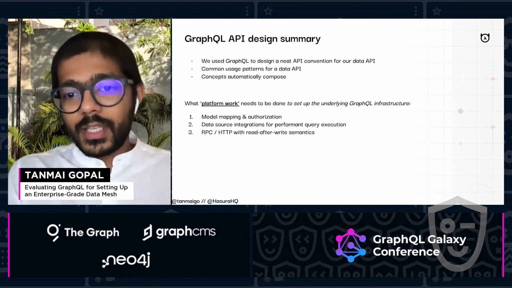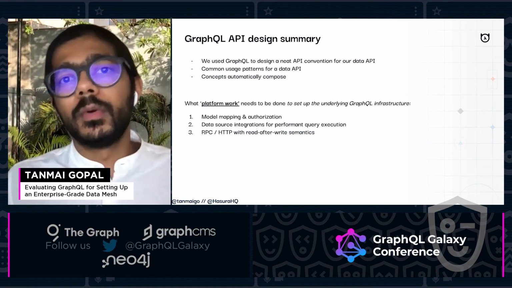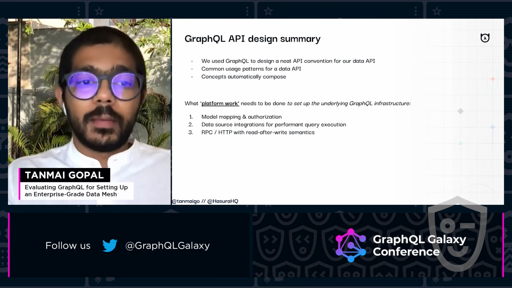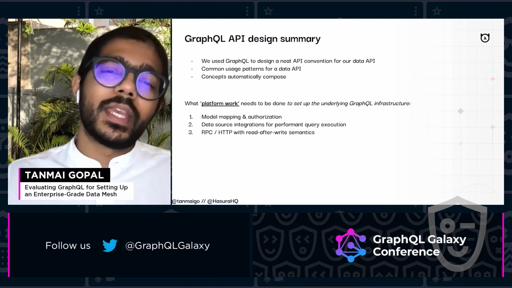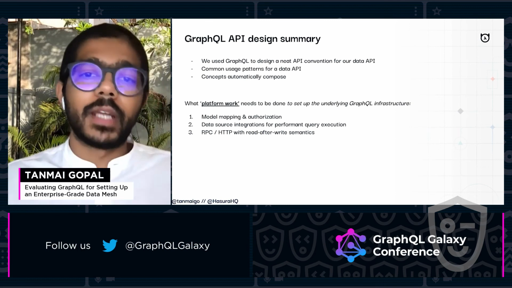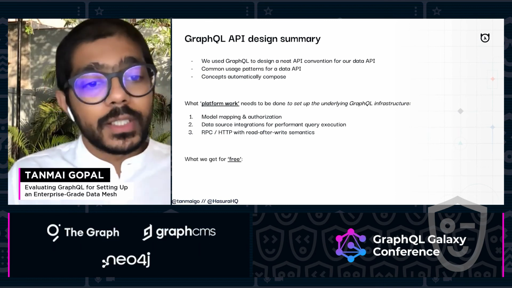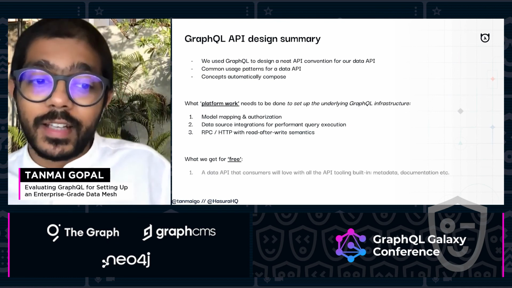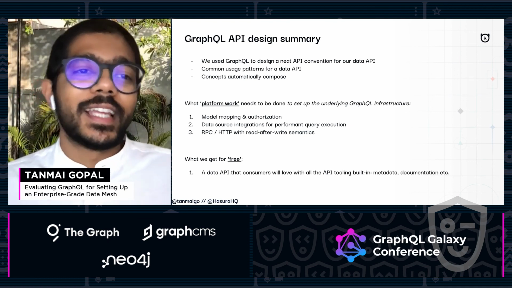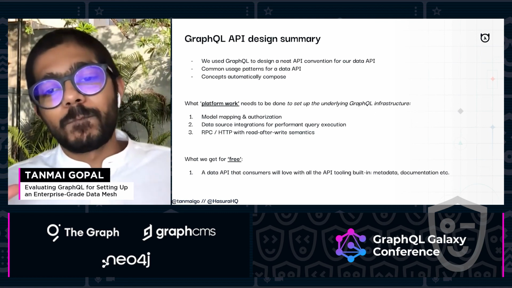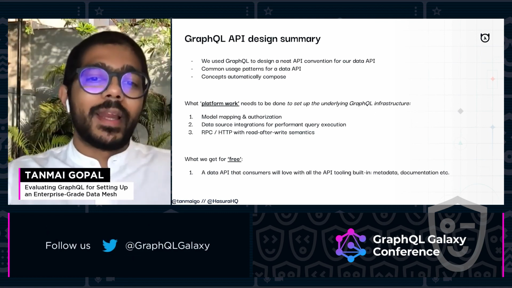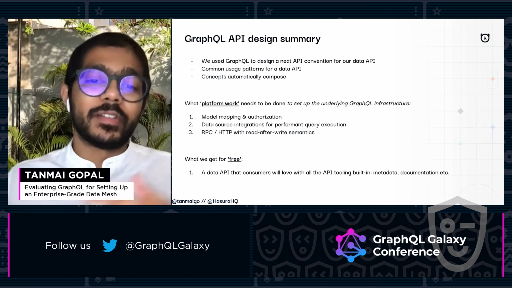But if we're able to set this up and empower our GraphQL API owners with this infrastructure, then essentially we get a GraphQL platform that can allow us to get some things for free. The first thing that we get for free is that all of the data domains that we have now get automatically exposed over a nice API that people really like.